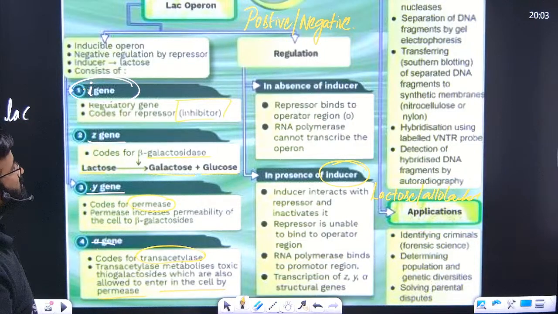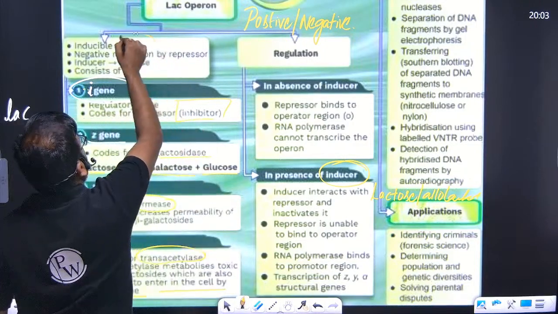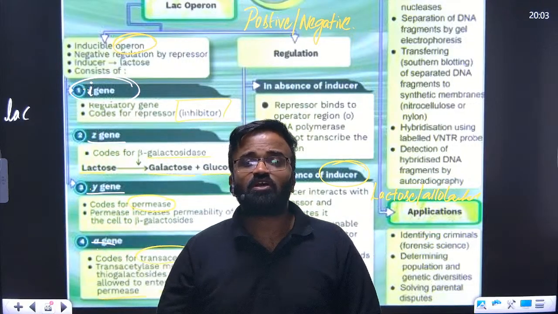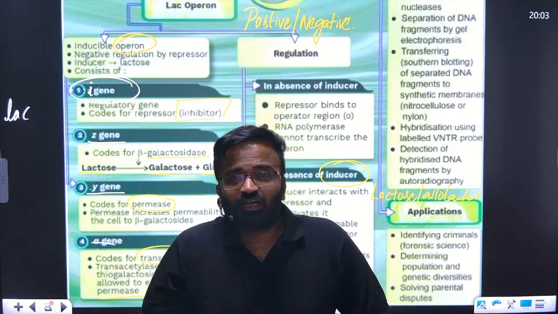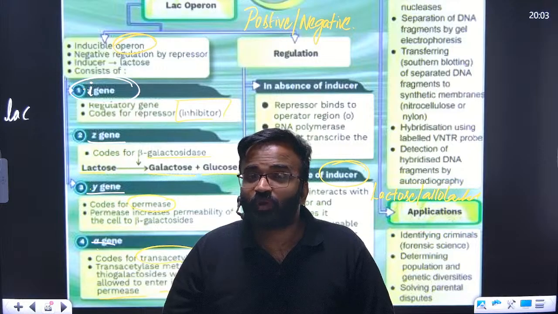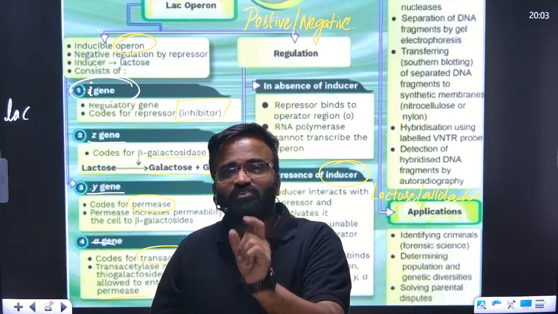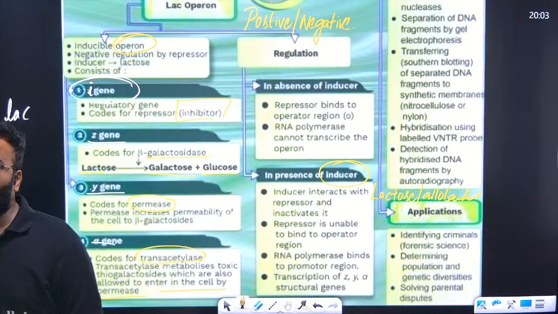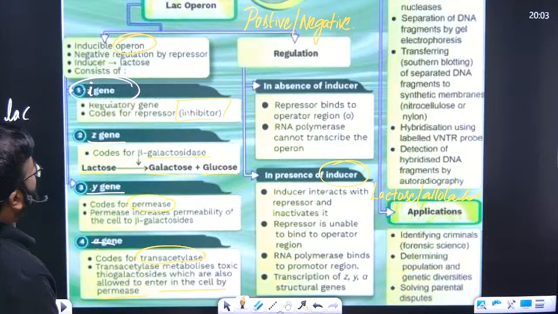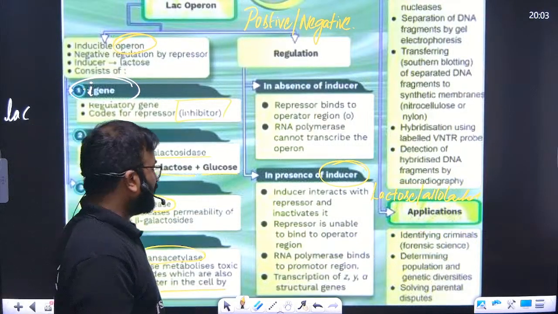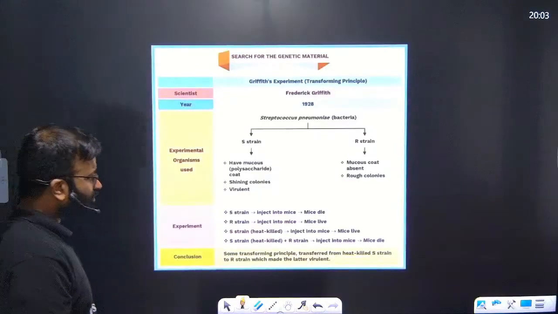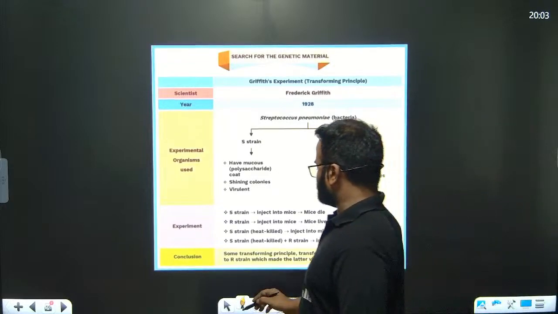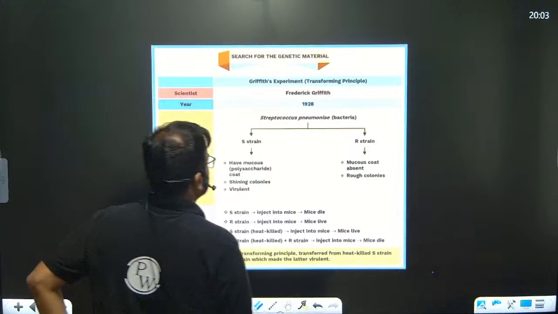This is a perfect example for operon. What do you mean by operon? Cluster of genes that works in a controlled, coordinated manner is called an operon. And the concept of operon is given by Jacob and Monod. So these are the few things that you need to remember from the search of genetic material.